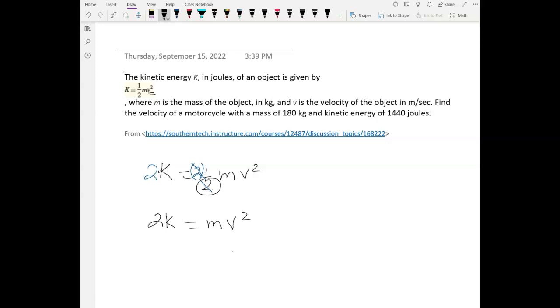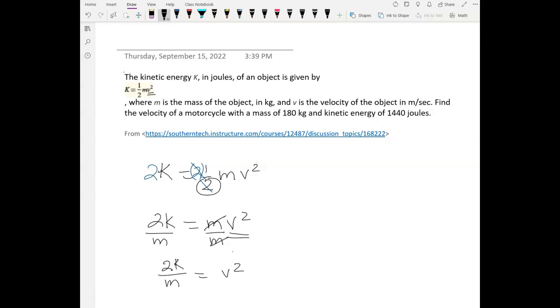Again, we need to isolate the V squared by itself. So we need to get rid of the M here. In order to do this, all we have to do is divide by M here and on the left side as well. Why do I divide? Because this is a multiplication between those two variables. So in order to get rid of the M, I have to divide. M over M is just 1, and we are left with 2K over M equal to V squared.